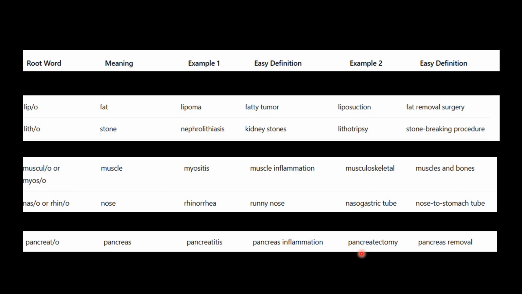Then we have naso or rhino, that is denoting the nose. Rhinorrhea means runny nose. Nasogastric tube means nose to stomach tube.